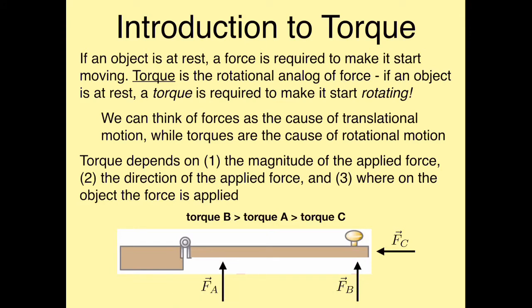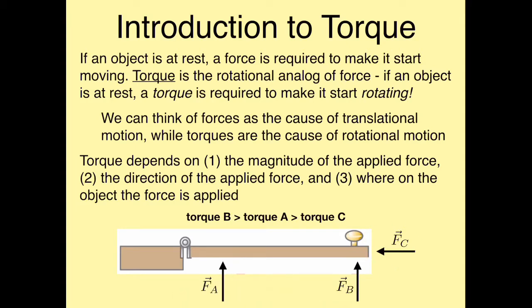Or we could do something a little bit smarter and push on the door closer to the doorknob with a force Fb. Or we could do something really stupid, which is to push into the hinges of the door like this with a force Fc. So when we compare these, I think we know intuitively that we get more torque if we apply the force here, Fb, and we'll get less torque if we apply this force, Fa, and then we'll get no torque at all if we apply this force, Fc.